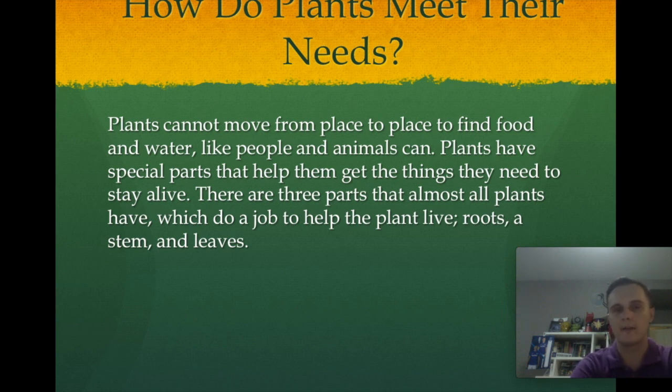So plants have special parts that help them get the things they need. And there's three things that almost all plants have, and they each do a couple of jobs that help the plant stay alive. So the three parts of a plant, which I hope you remember anyway, are roots, a stem, and leaves. Okay.